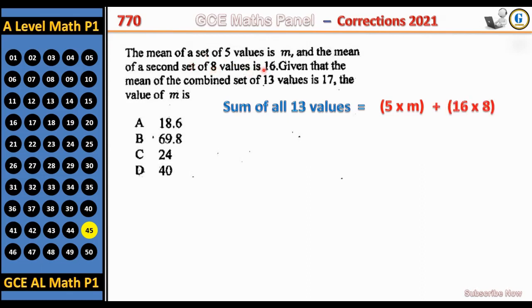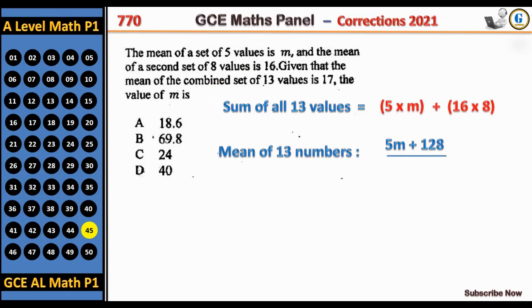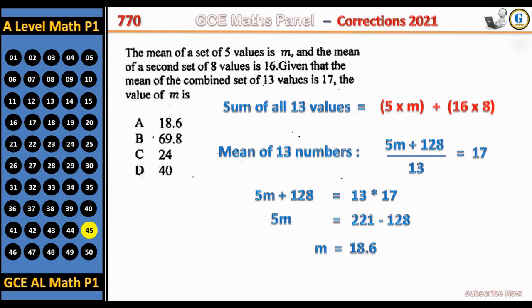We sum these two. Now, the mean for all the 13 numbers is 17, so all of this divided by 13 should be equal to 17, and when we solve for m from here, we will have m equal to 18.6. So the mean is 18.6 for those first five values.